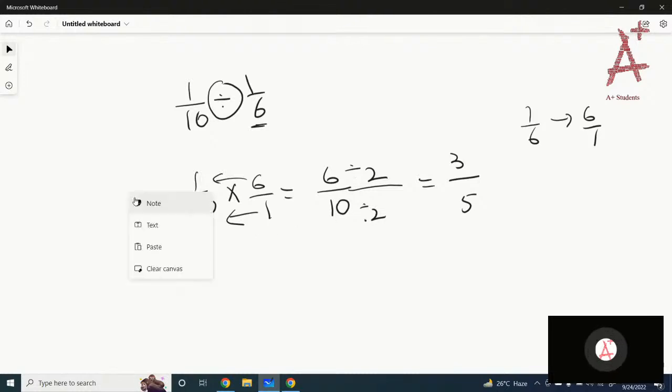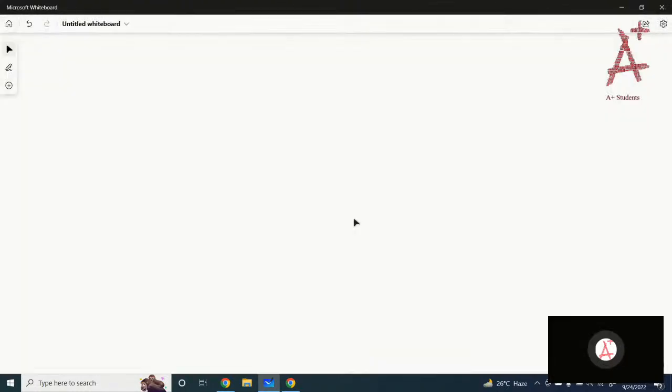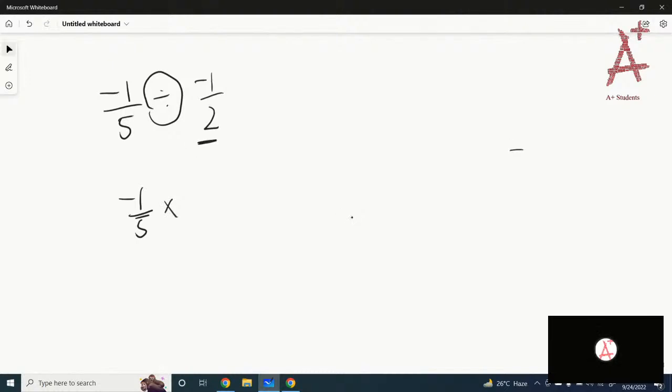Okay, on the top right corner of the topic you have the test button. So just click on the test button so that we can start with the test questions. Okay, the first one is negative 1 over 5 divided by negative 1 over 2. So convert the division problem to a multiplication one, replacing the division sign with multiplication by taking the reciprocal of this term. The reciprocal of negative 1 by 2 is negative 2 by 1. Just switch numerator and denominator. So it would be negative 2 over 1.